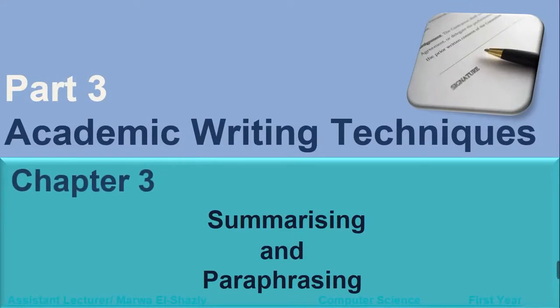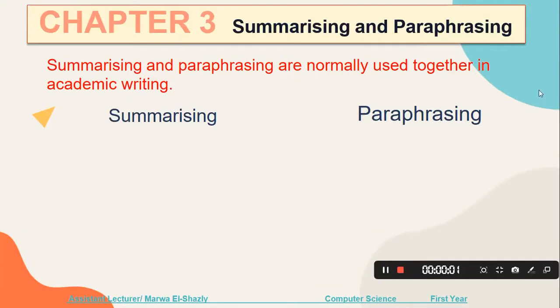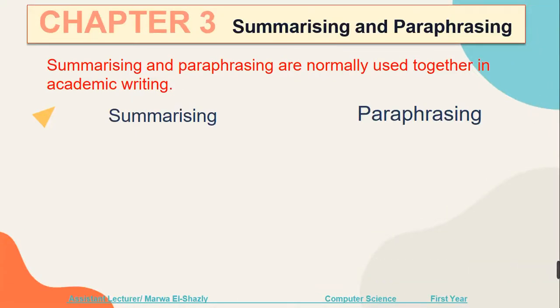We're gonna study from Part 3, Academic Writing Techniques, Chapter 3, which is entitled Summarizing and Paraphrasing. Summarizing and paraphrasing are normally used together in academic writing. هما الاتنين بنستخدمهم في academic writing to avoid plagiarism أو الانتحال الأدبي.